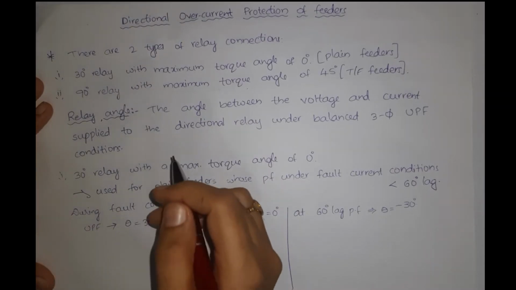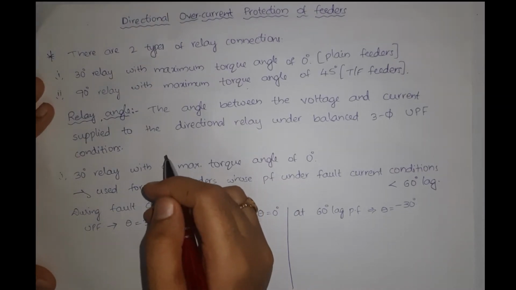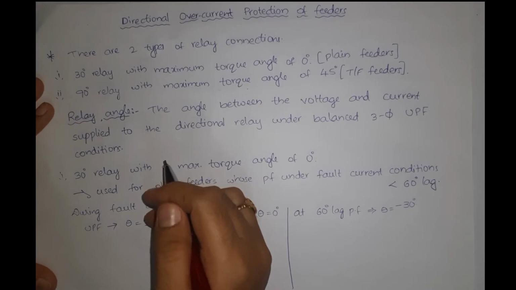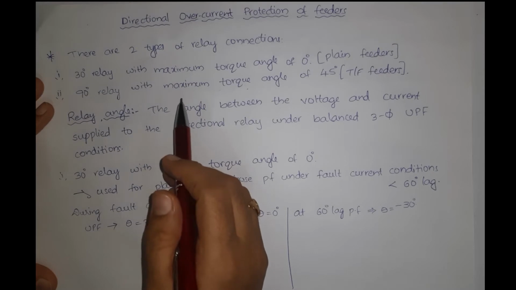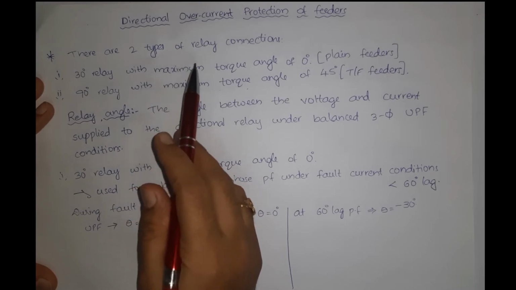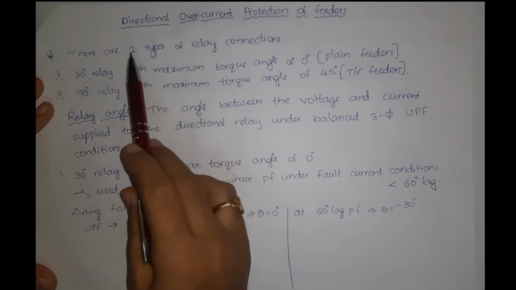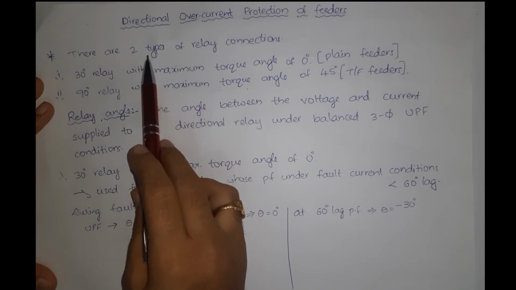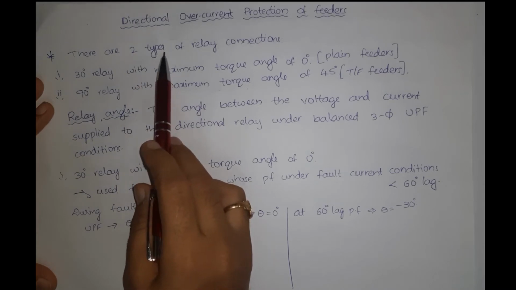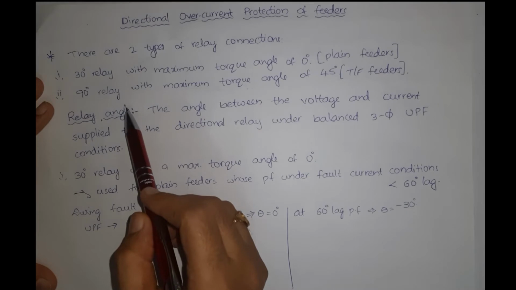Hello everyone. In this lecture, let us see about the directional overcurrent protection of feeders, how it is done. Generally there are two types of relay connections for directional overcurrent protection of feeders. These two different types of connections are based upon the relay angle, how much it is taken.